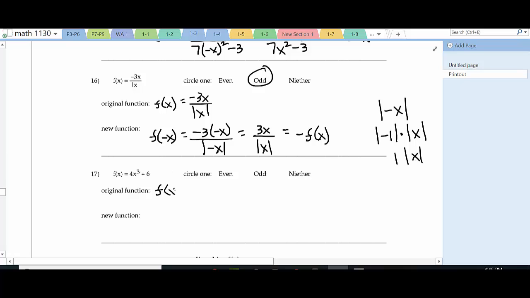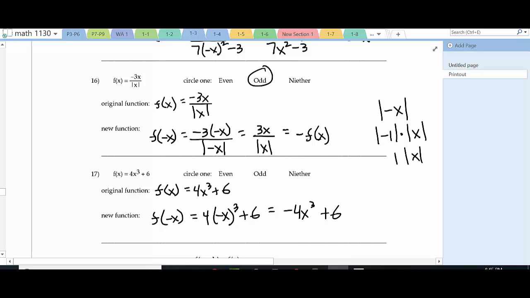Let's see. We have f of x equals 4x to the third plus 6. Okay, you want to write it out like this. F of negative x is 4 times negative x to the third plus 6. What you would get here is this would now be negative 4x to the third, right? Because if you cube a negative number, it becomes negative.